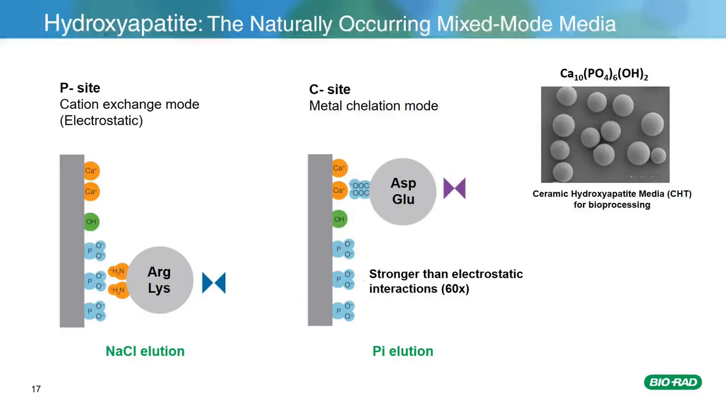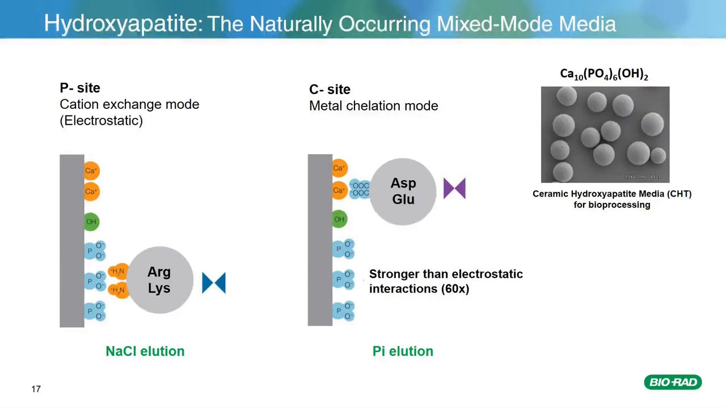Finally, I want to spend a few minutes on CHT, the mixed-mode media with the longest history in bioprocessing. There are two types of interactions possible during CHT chromatography. The electrostatic interactions between the phosphoryl groups, also known as the P sites, and the basic residues on the proteins such as arginine and lysine. Chelation complex can form between the calcium ions on the hydroxyapatite, also known as the C sites, and the acidic residues of the protein polypeptides, such as aspartate and glutamate.